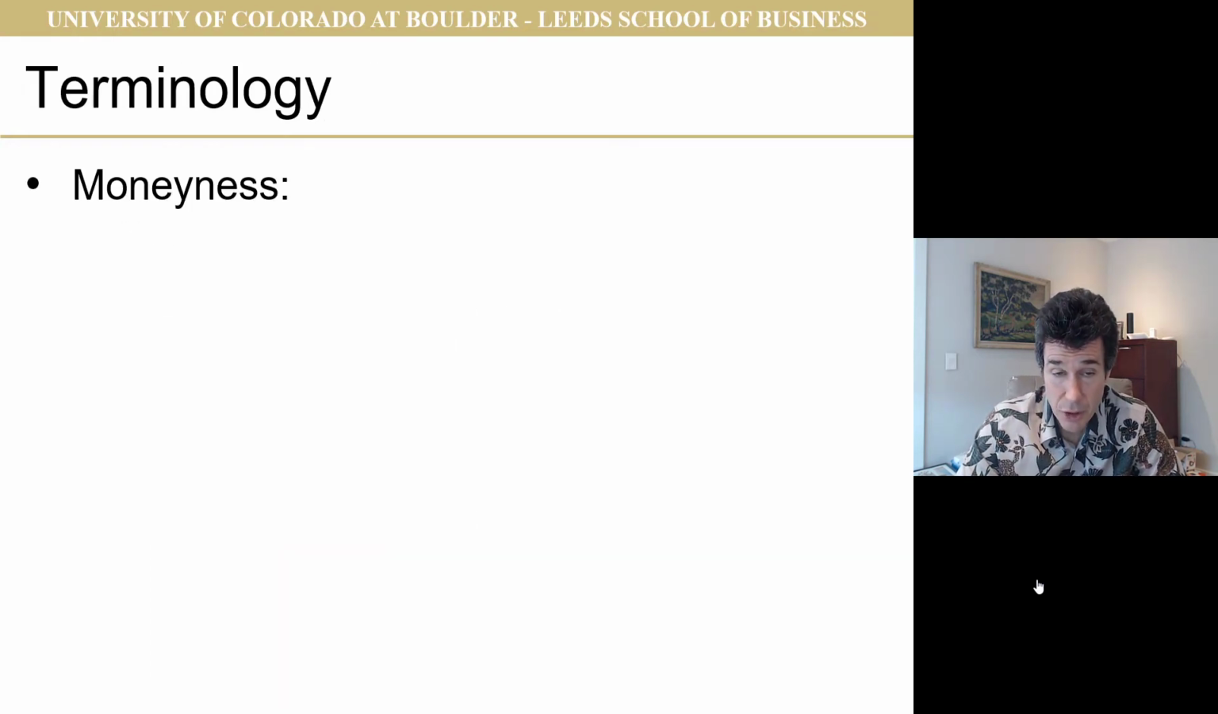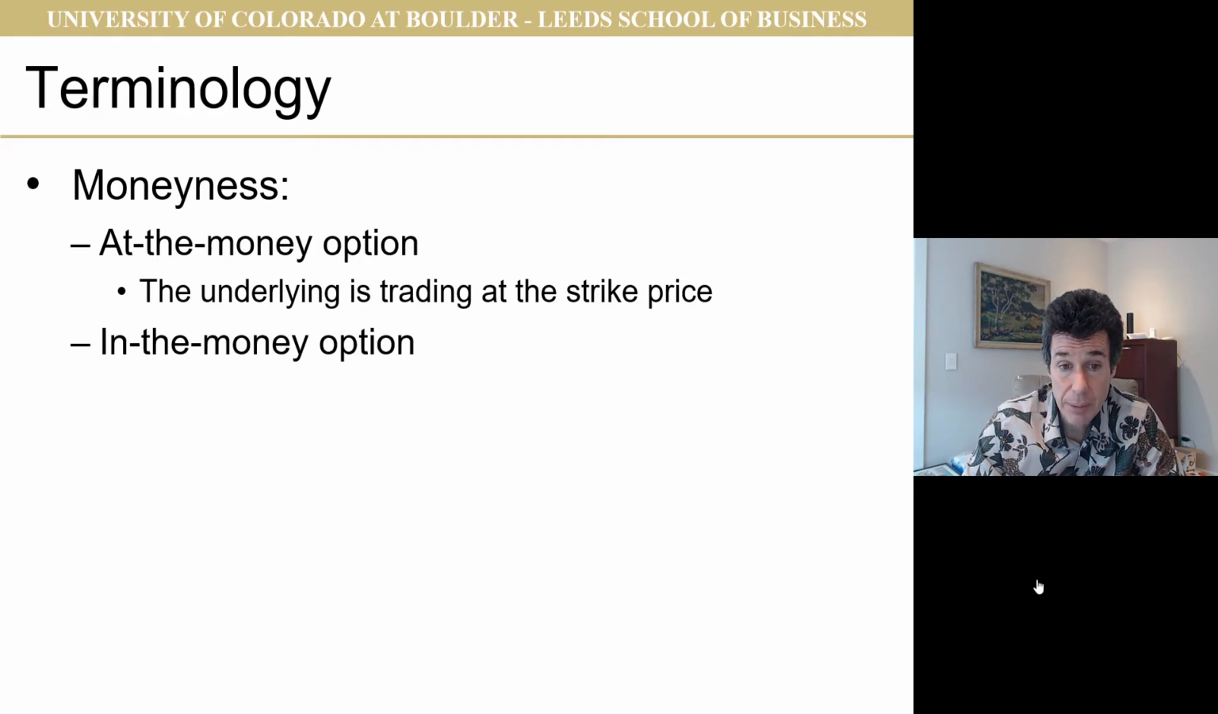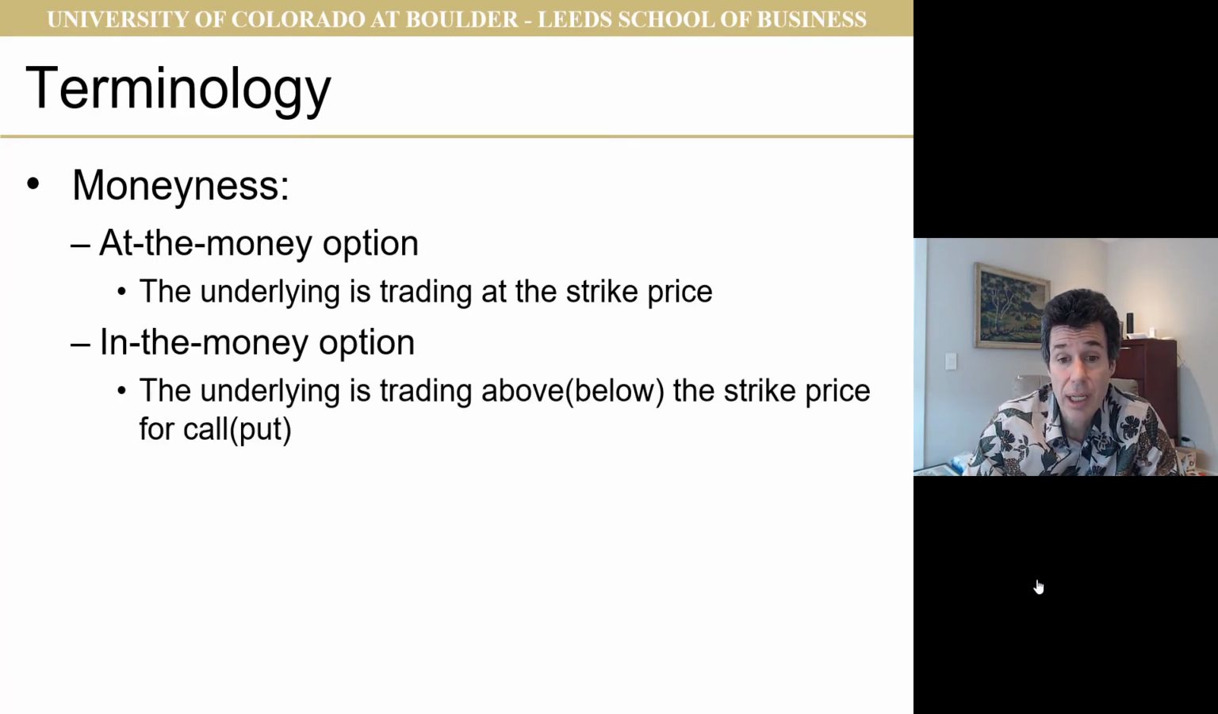One other bit of option terminology that's worth knowing is called moneyness. We have at-the-money options, and this is not completely strict terminology, so it must not be exactly at the strike, but the underlying asset's trading at the strike price or near the strike price. That's an at-the-money option. An in-the-money option means the underlying is trading above the strike for a call or below the strike for a put. What an in-the-money option means is that the option, if exercised right now, would pay out.